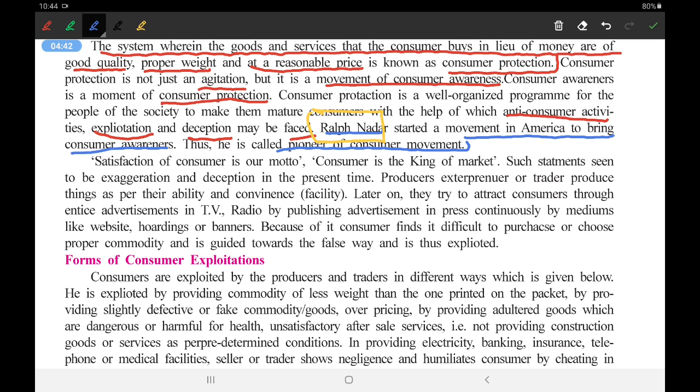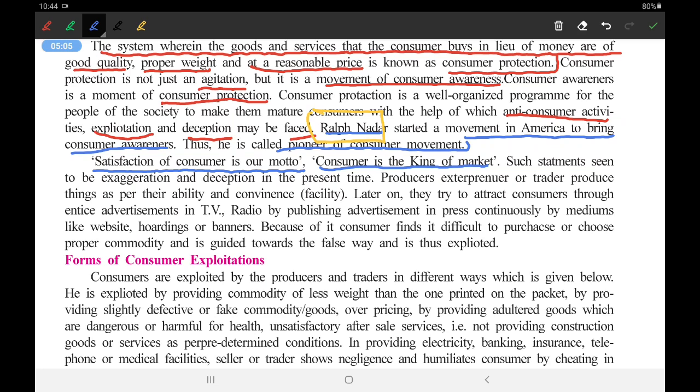Satisfaction of consumer is our motto. This you might have seen written. Satisfaction of consumer is our motto. Right? Consumer is the king of the market. Consumer is the king of the market. This type of thing you might also have seen.